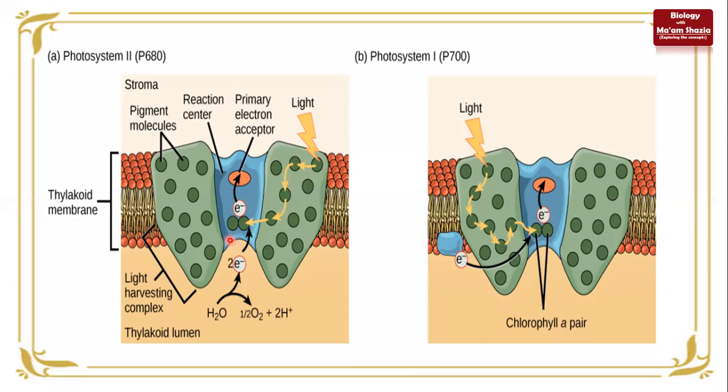Why is it PS2? Because it was discovered after the other one, although PS2 is responsible for the initiation of the process. Anyway, this is PS2, P680. It has a chlorophyll that can absorb a wavelength of 680 nanometers, so it is called P680. Whenever a photon strikes it, it leaves its electron. It has to leave two electrons as two photons strike it, and these two electrons are taken up by the primary electron acceptor, a protein called pheophytin.